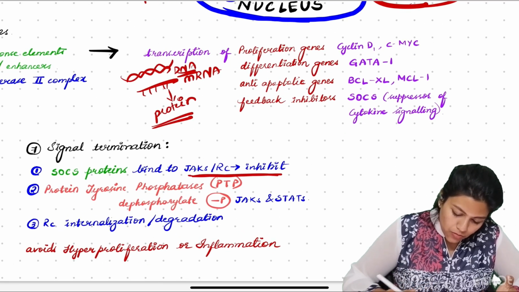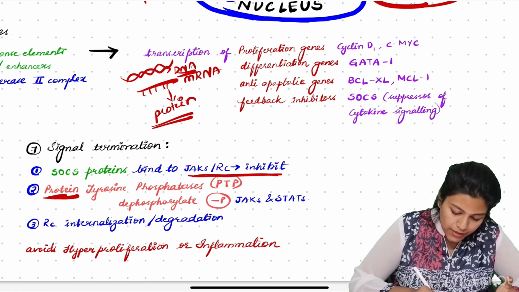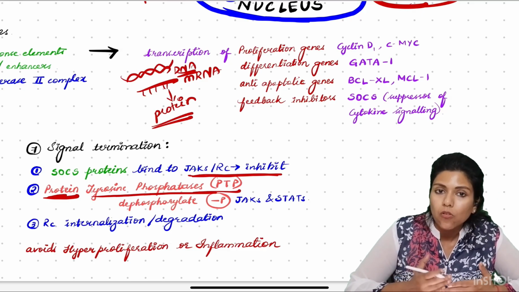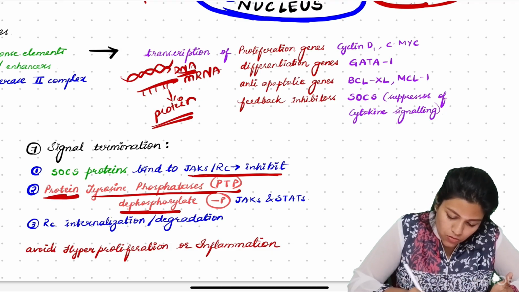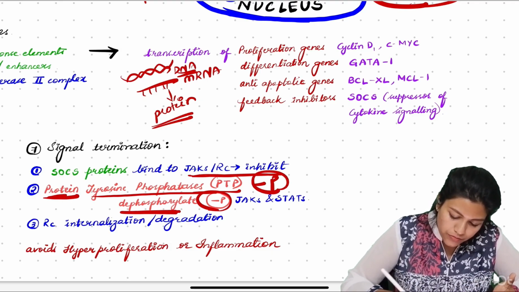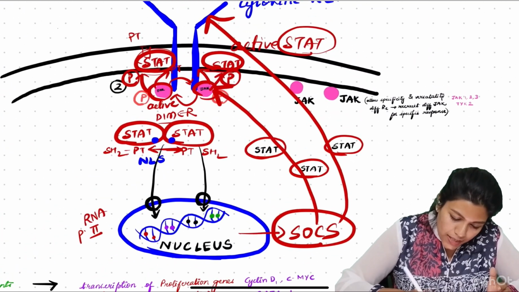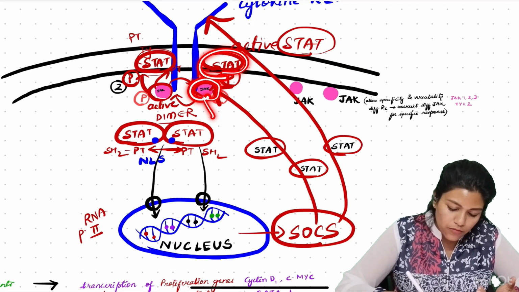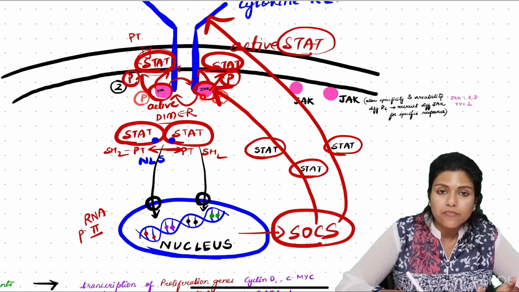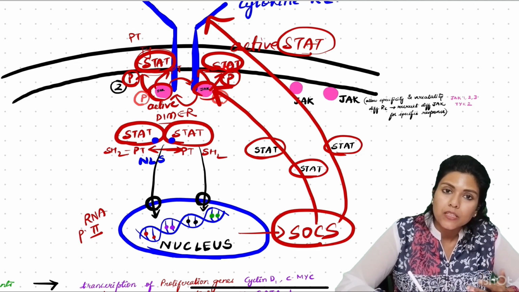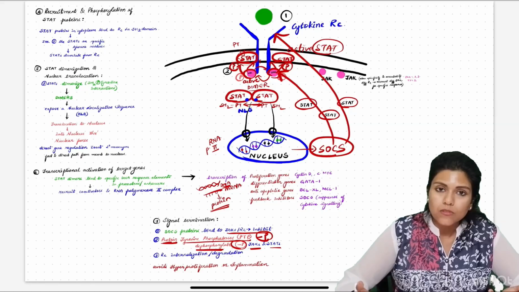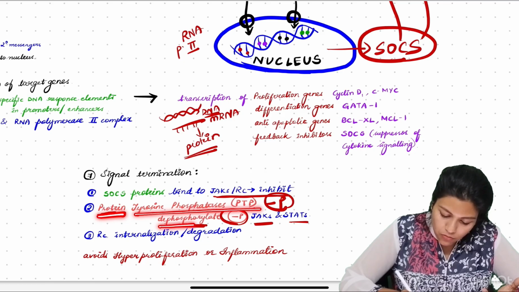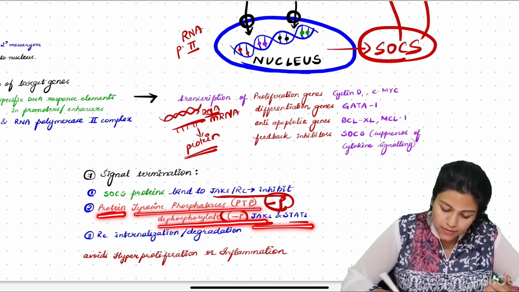Or there are certain phosphatases, proteins called protein tyrosine phosphatases. As the name suggests, phosphatase means breaking the phosphate. It will dephosphorylate, removing the phosphate from JAKs and STATs. Here the active JAK and STAT are causing the cell signaling. So they'll remove the phosphate from here. Removal from JAK means inactive JAK, removal from STAT means inactive STAT. There's no cell signaling happening. So protein tyrosine phosphatases dephosphorylate JAKs and STATs.